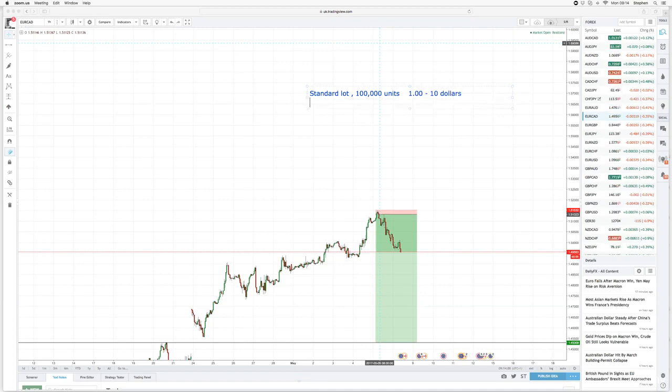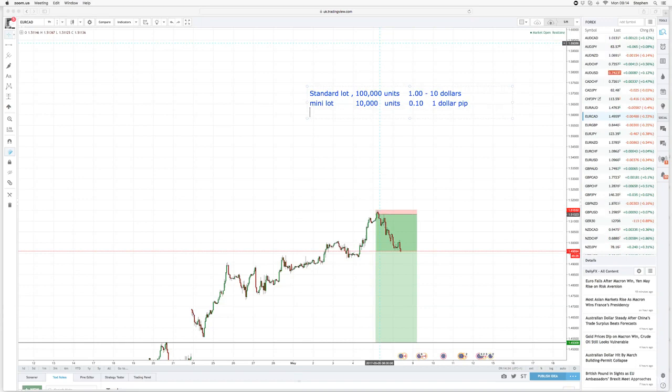The next lot we're going to look at is a mini lot, and this breaks your account down to 10,000 units. This will be written in your broker as 0.10, and this will be roughly about $1 or £1 sterling per pip.